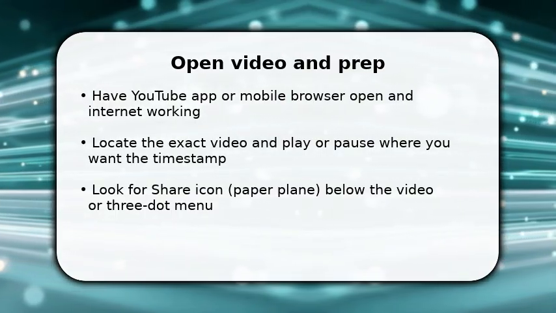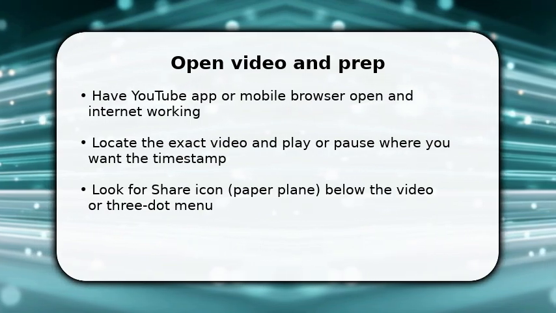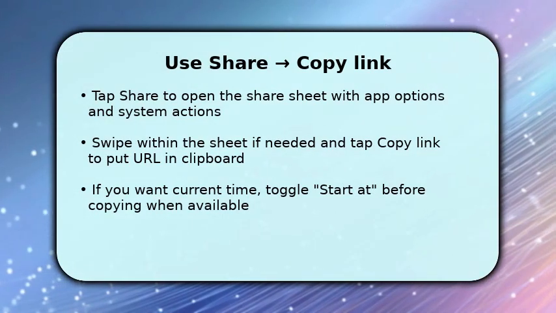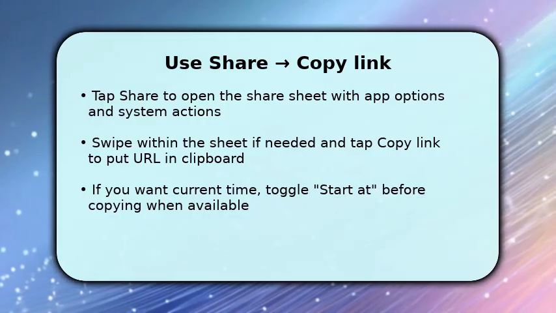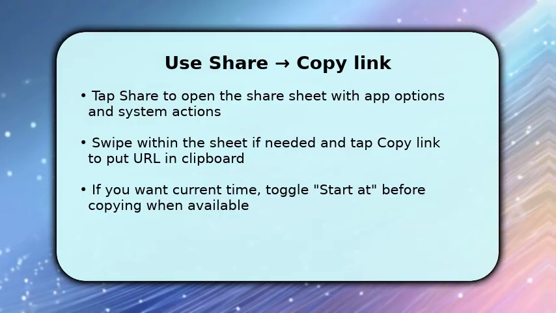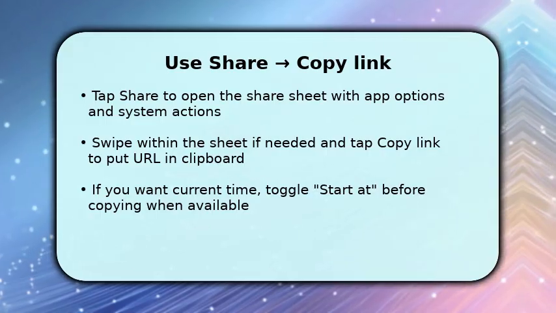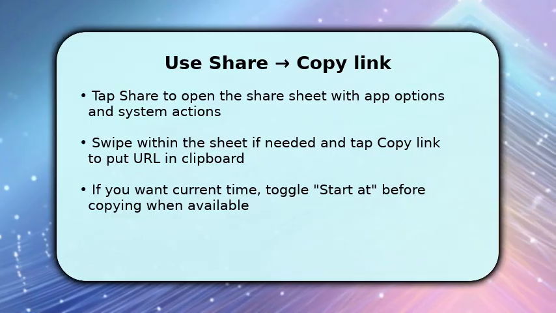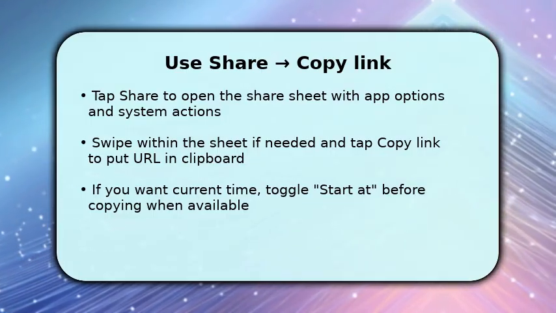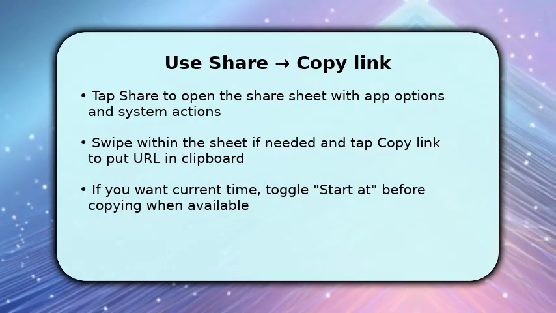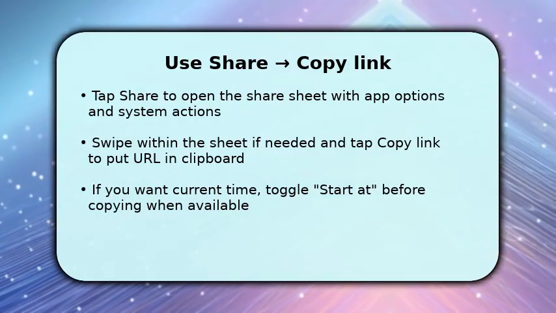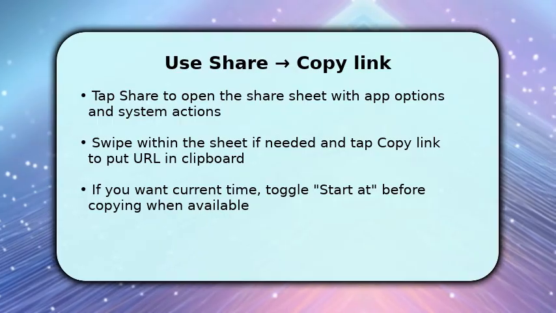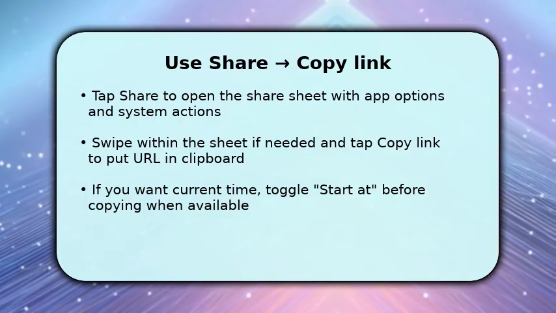Once the share sheet appears, scan the options and find Copy Link. Sometimes it's off-screen, so swipe the action row. Tap Copy Link. That places the full YouTube URL into your clipboard instantly. If you want the URL to include the exact playback time, enable the Start at toggle or tap Share while paused at the desired moment. Then Copy Link will include the timestamp parameter. This ensures anyone you send the link to opens at the same spot.